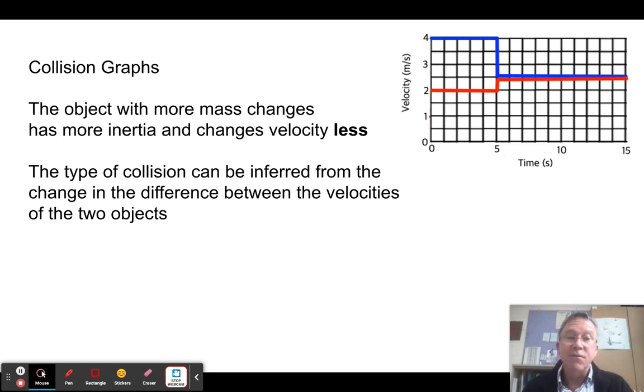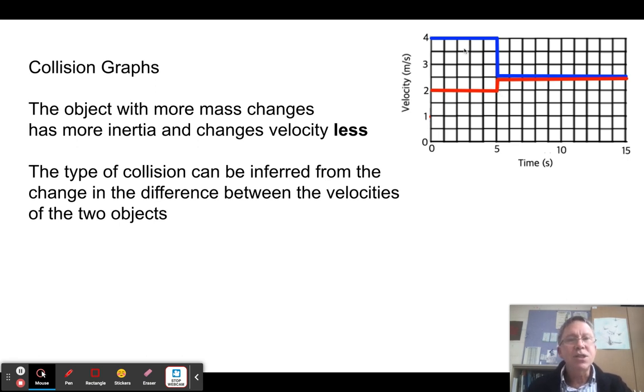You will see velocity versus time graphs for collisions. Sometimes both objects are shown, sometimes just one. But if they're both shown, here's the way you can tell. You can tell two things from it. You can tell the relative masses of the objects, and you can tell the type of collision. So whichever object changes velocity less has a greater mass because it has more inertia. Whichever changes more has less mass, it has less inertia.